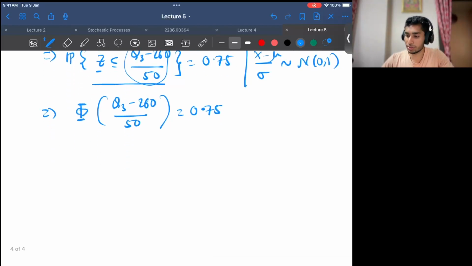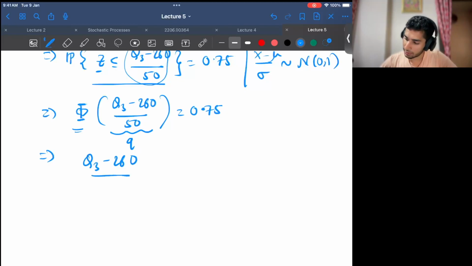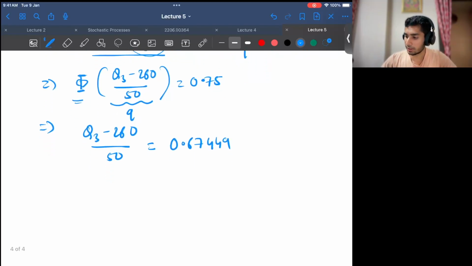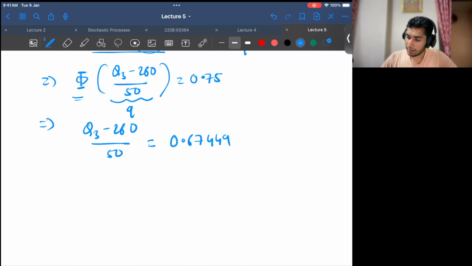Now there's a chart of the values of phi that you can use. Maybe I should have mentioned it earlier, but you can use the chart for phi and find out the value q for which phi is equal to 0.75. If you look at the table, (Q3 minus 260) by 50 should be equal to 0.67449. I am just writing it from whatever is given to me. Then you can solve for Q3, and it comes out to be something like 293.72.